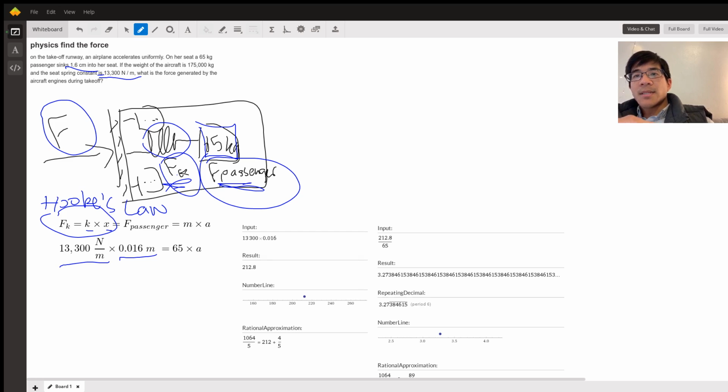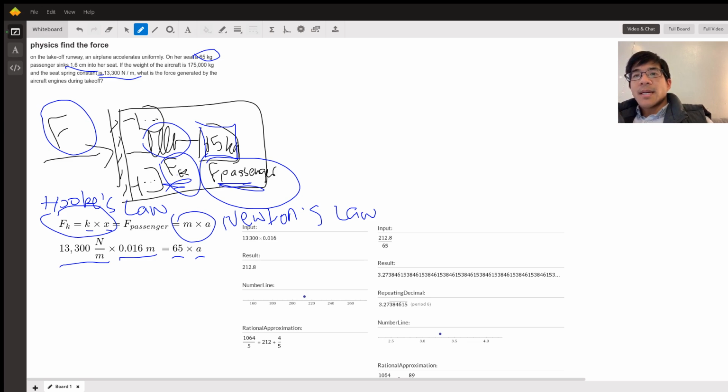And then I'm modeling the force in the passenger using Newton's second law here. Newton's second law says that the force is the mass times the acceleration. The mass is 65 kilograms, which is given in the problem. The acceleration is unknown, so that's what we're going to solve for, since we know that the acceleration is the same throughout the entire system.